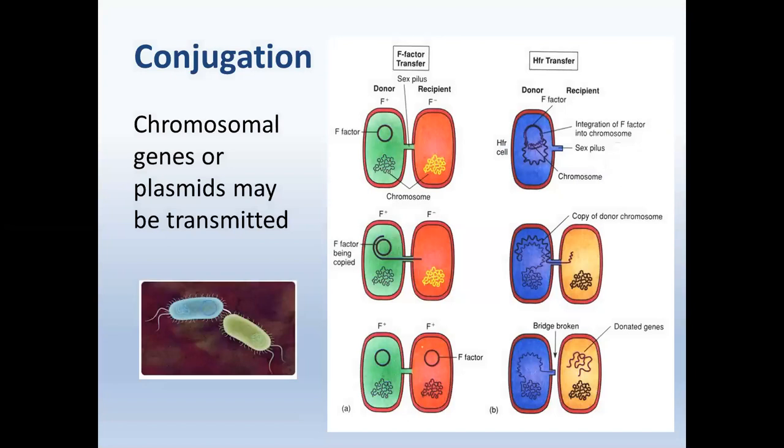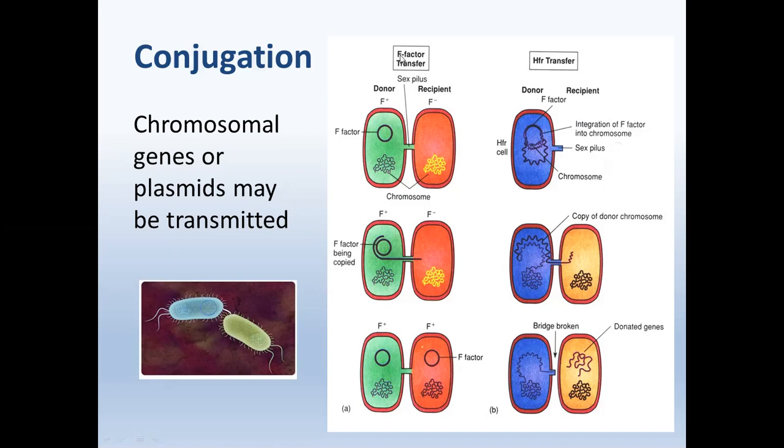In conjugation, chromosomal genes or plasmid can be transmitted, and here we see the transmission of F plasmid, double-strand DNA, and only one copy of DNA is transferred into the recipient cell, and as a result, both cells possess this plasmid. In this way, F plasmid or R plasmid may be transmitted from donor cell to recipient bacteria.